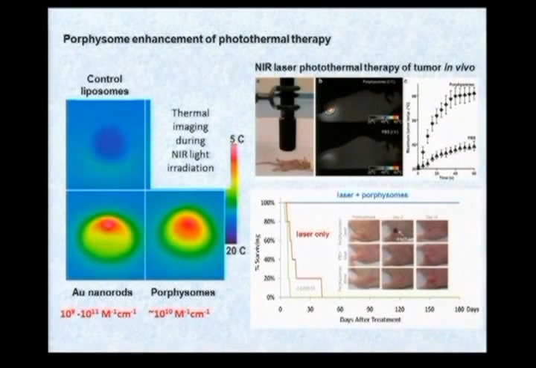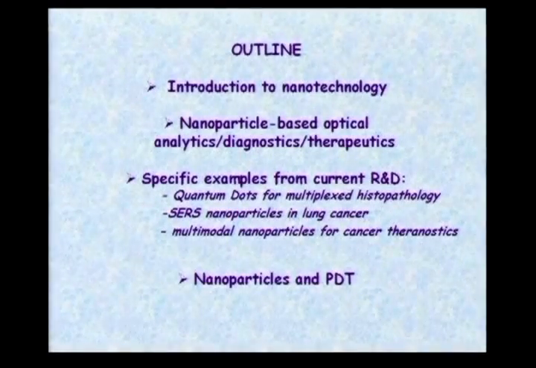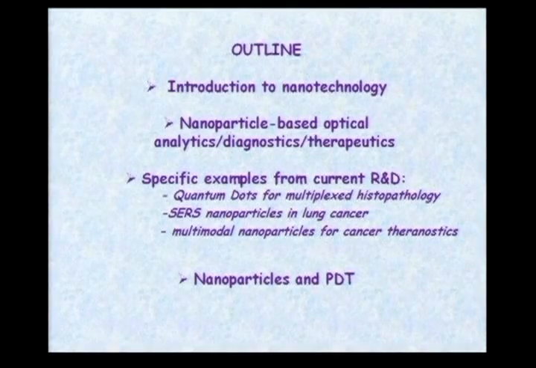They can be used to enhance photothermal therapy, which is in a way a competitor for PDT. Because they have such very, very high optical cross-section, they will absorb near-infrared light. This shows the temperature in the tumor. If you have a near-infrared laser, the temperature rises only a few degrees without the porphosome. With porphosomes, it goes above the coagulation threshold, and you can then cure the tumors, at least in mice. So that's become a big area of work for us as well.